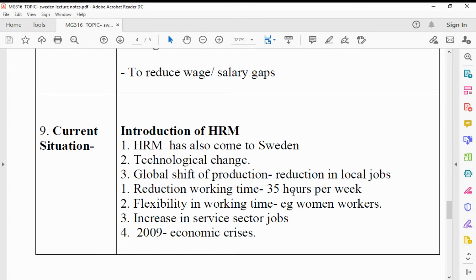Yes, so Sweden and Germany are those two countries which have got the dancing approach towards employment relations.